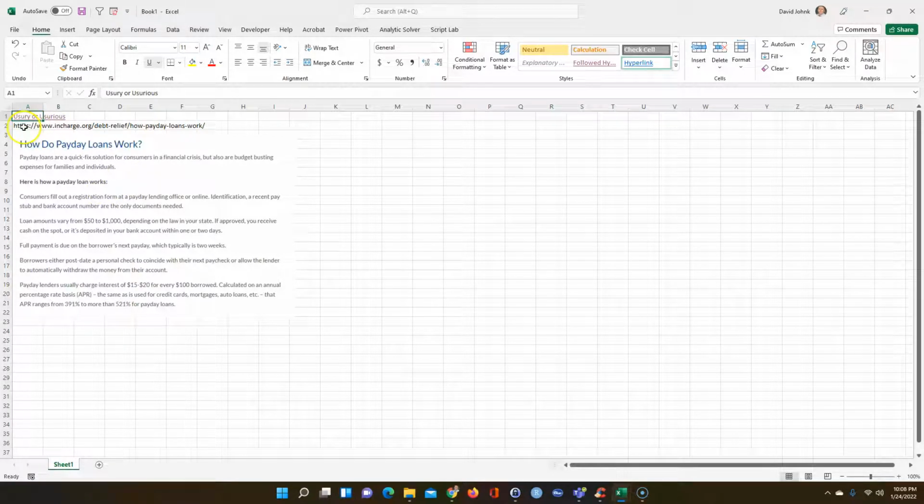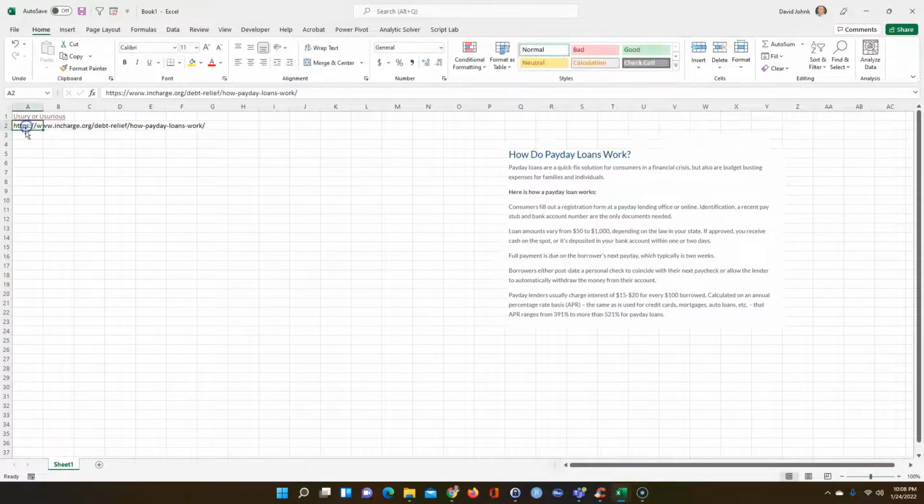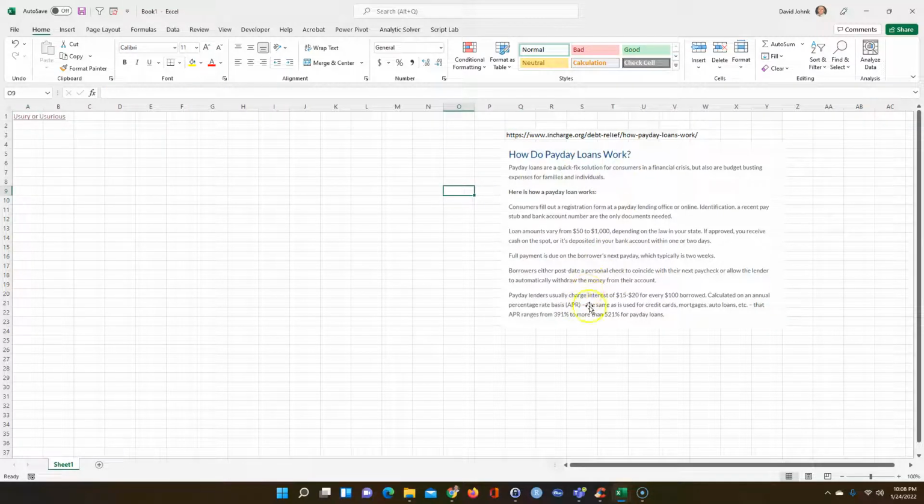So if I went to this website here, incharge.net. By the way, let me move this to the right. I went to this website, and I've never done a payday loan, but it says here that payday lenders usually lend you money, and then typically in two weeks you pay it back, usually with a post-dated check or something like that, and they typically charge $15 to $20 for every $100 borrowed.